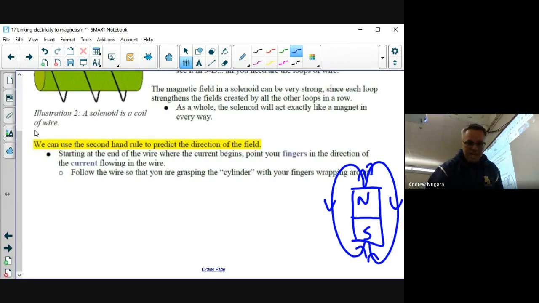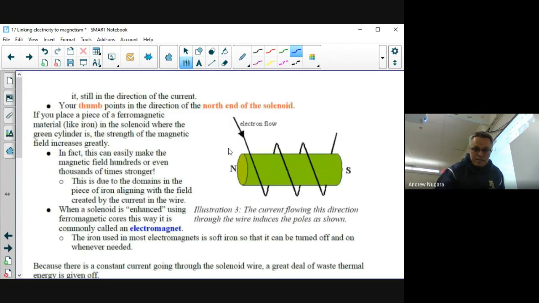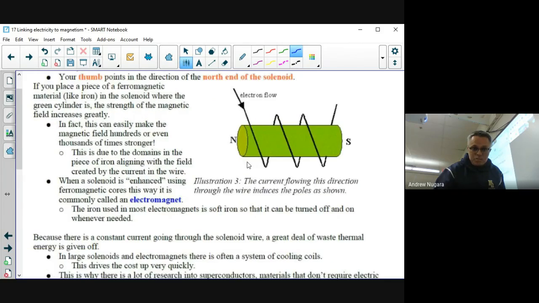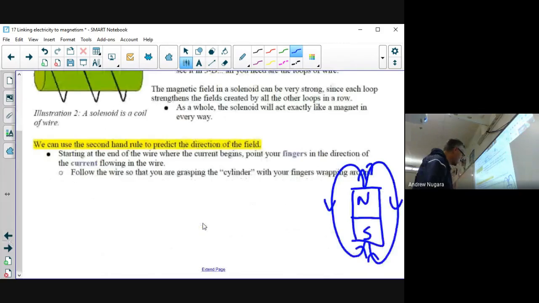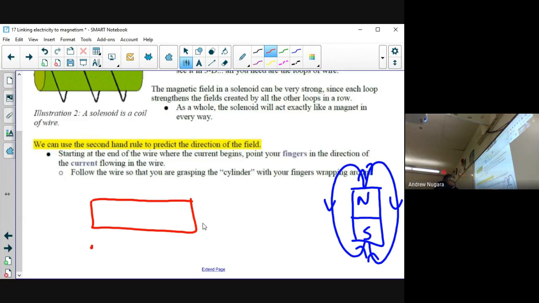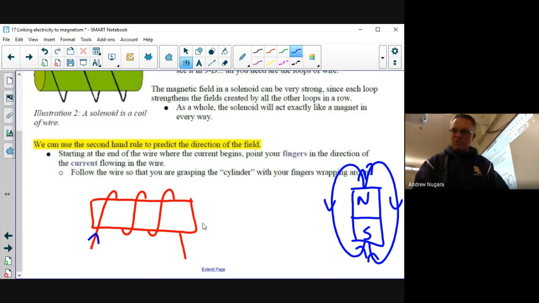So let's do an example of that. There's a good diagram on the next page. Oh, there's no examples here. Okay, let's go back and do an example. So let's make an example up for this one. All right, so let's say I have a solenoid here, and I've got a wire curving around it like this. And let's say I run electrons this way. If I run electrons this way, what is the direction of the magnetic field?